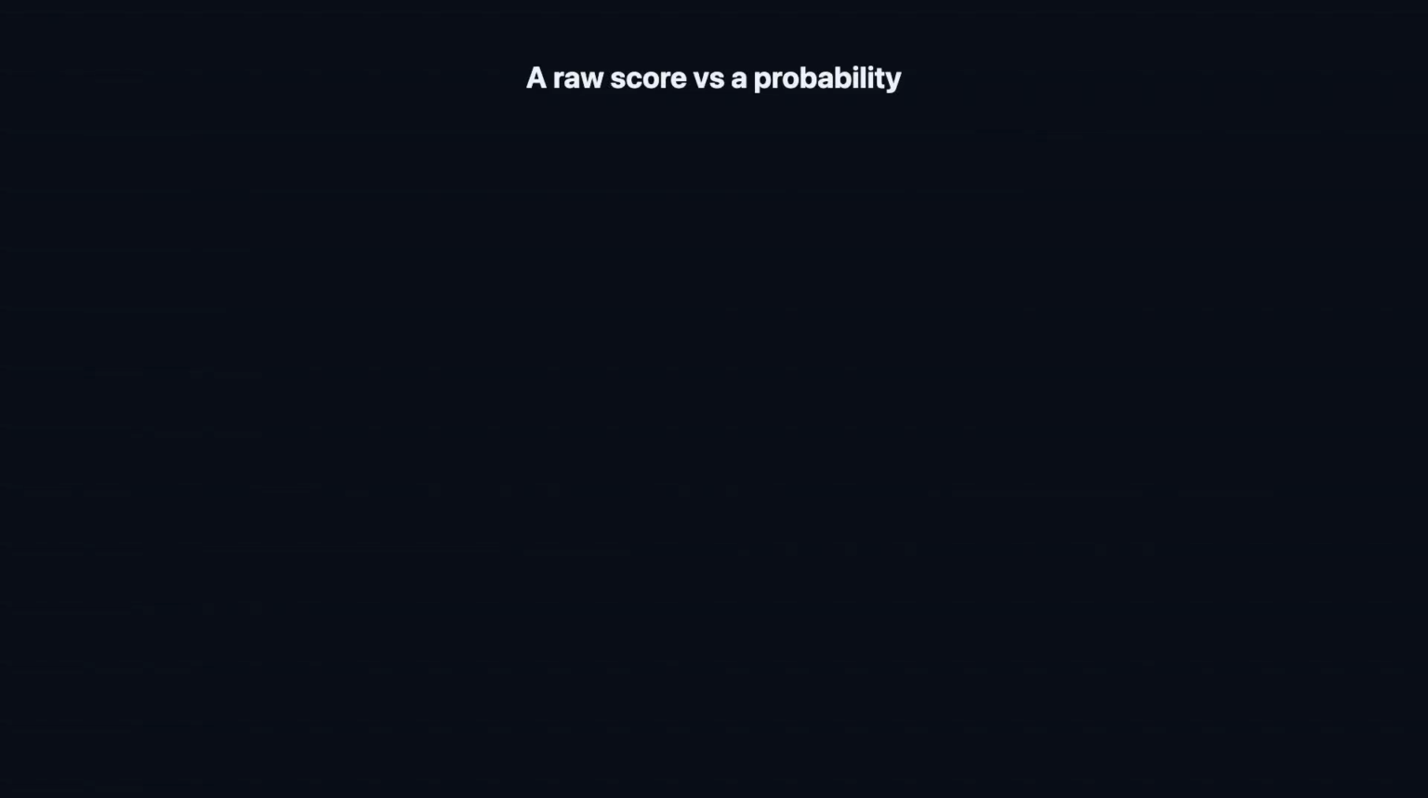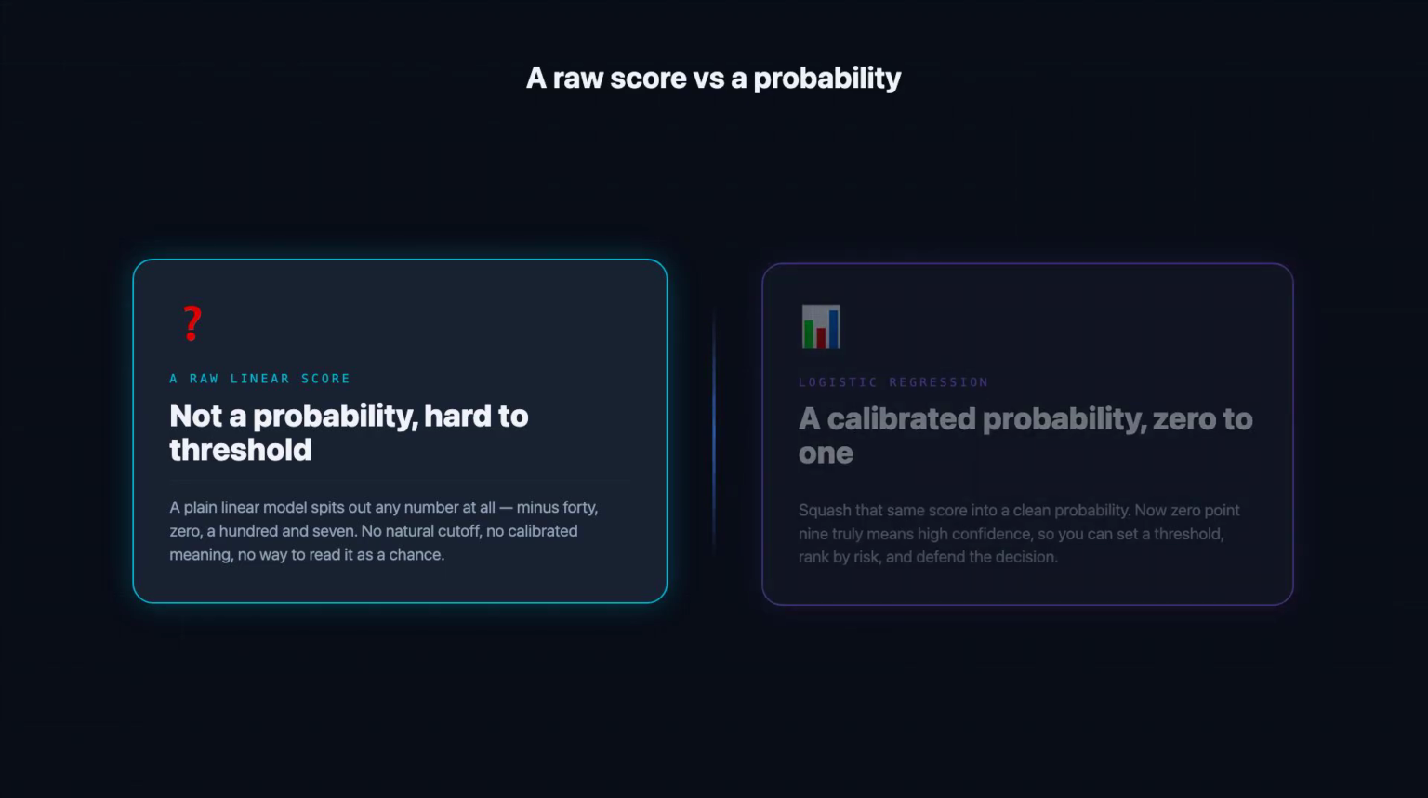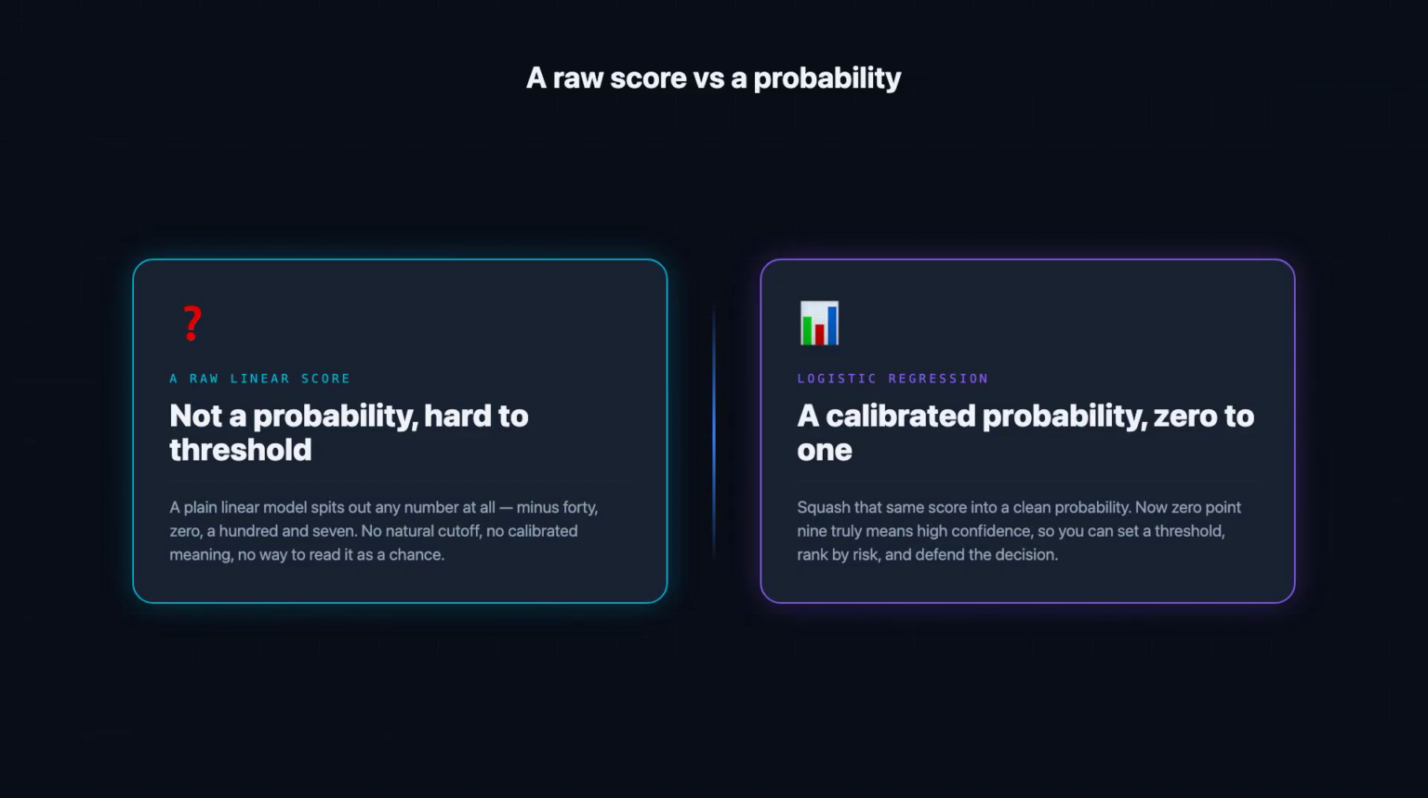So what's wrong with just reading a plain linear score straight off? Here's the problem, side by side. Feed features into a plain linear model, and you get a raw score that could be anything: -40, 0, 107. What does that even mean as a chance of spam? Nothing obvious. There is no natural cutoff, no calibrated meaning, and comparing two of those scores tells you almost nothing useful. You cannot hand a raw logit to a doctor or a lender and expect a sensible decision to come out the other side. Logistic regression squeezes that same score into a clean probability between 0 and 1.